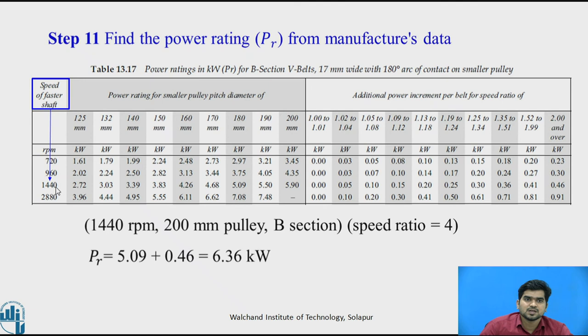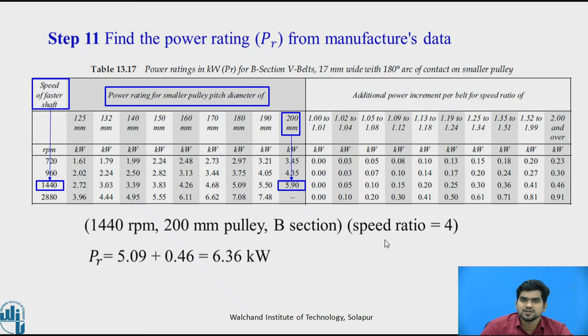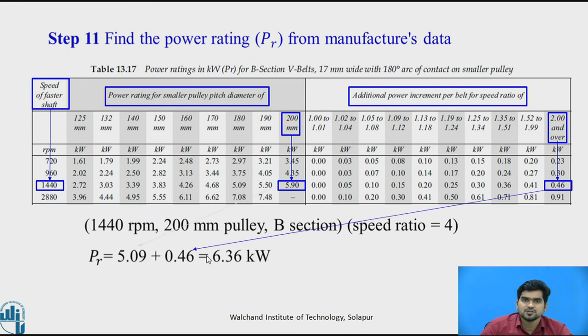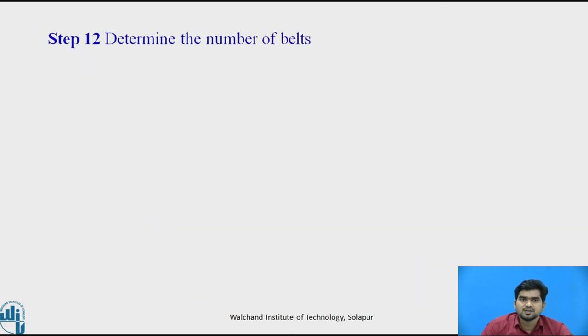The speed of the faster shaft is 1440 rpm and the diameter of the smaller pulley is 200 mm, so the value is 5.90. Again we have to consider the speed ratio of 4, and the corresponding value is 0.46. So 5.90 plus 0.46, you will get the power rating as 6.36 kilowatt.